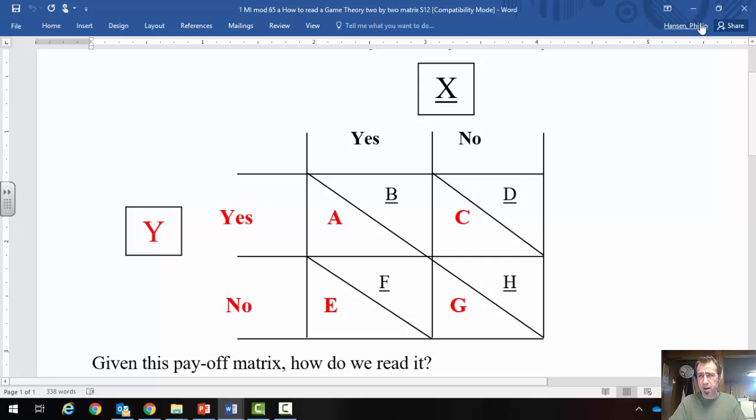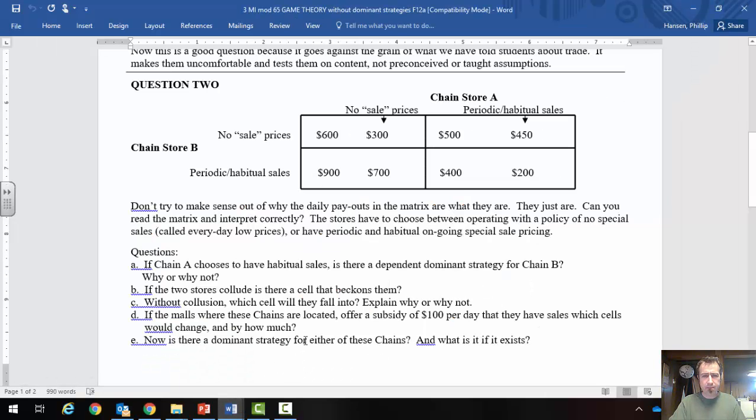Let me show you another payoff matrix you might read. Here's another one. It looks a little different. This time we actually have numbers connected to things. So you have store B and store A. Payoffs for store B are going to be 600 and 500 if they have no sale, or if they have periodic habitual sales, they'll get payoff 900 or 400. And of course, chain store A will have 300 and 700, 450 or 200. Again, all of these payoffs will depend on what the other person decides.